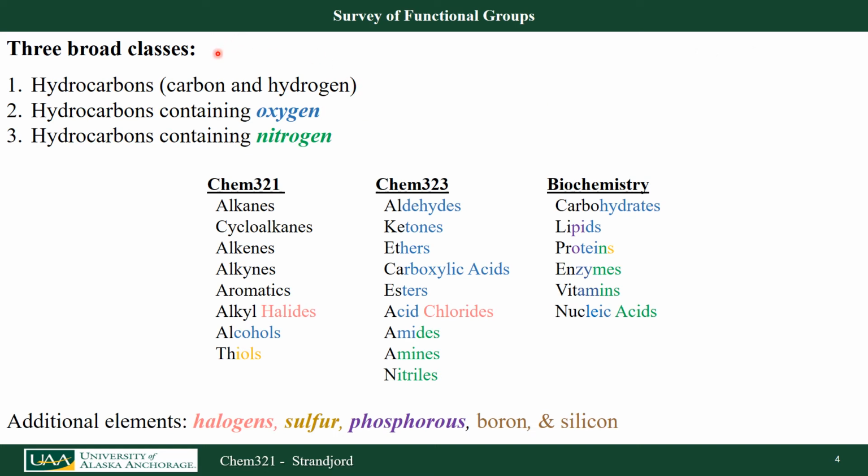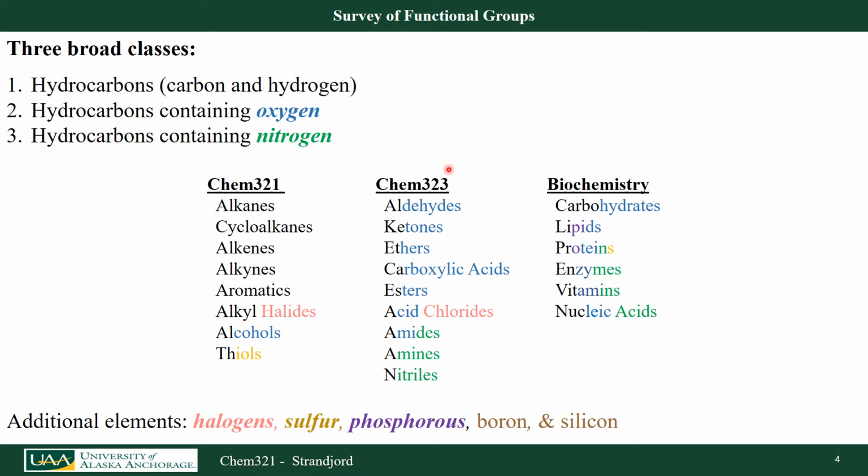We're going to be talking about three broad classes of organic molecules in Chem321. Hydrocarbons, which are organic molecules that contain just carbon and hydrogen. We're then going to add some oxygen to those hydrocarbons, add some nitrogen to those hydrocarbons, and we'll also add a little sulfur. So we're going to be talking about alkanes, cycloalkanes, alkenes, alkynes, aromatics, alkyl halides, alcohols, and thiols this semester.